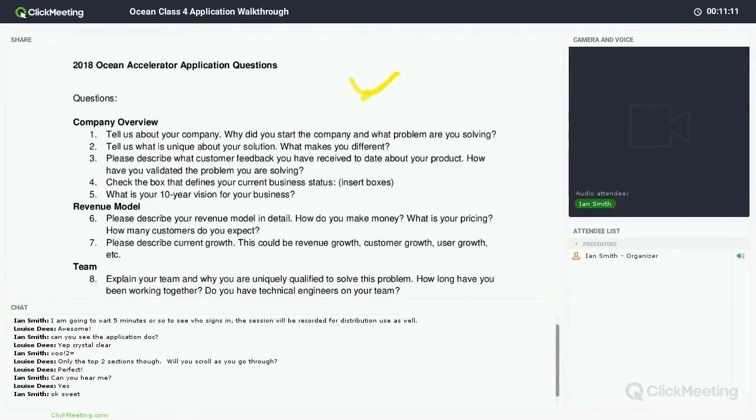So let's look at question 3 here. Please describe what customer feedback you have received to date about your product. How have you validated the problem you were solving? I see a lot of people get hung up on this one. They'll say something like, I talked to my brother, I talked to my uncle, I talked to my wife, and they all said that they would use this product. That is not what we are looking for.